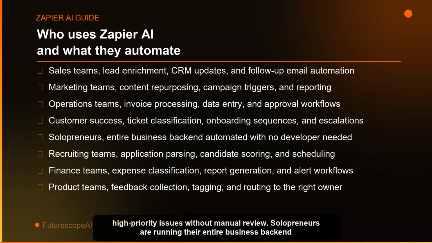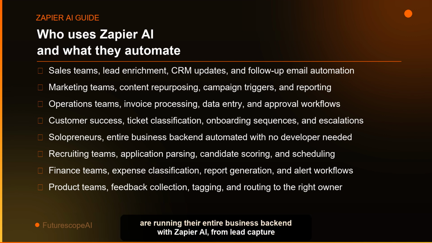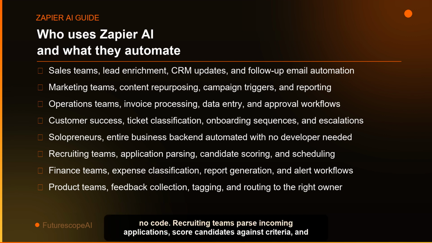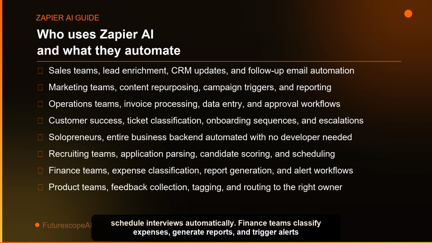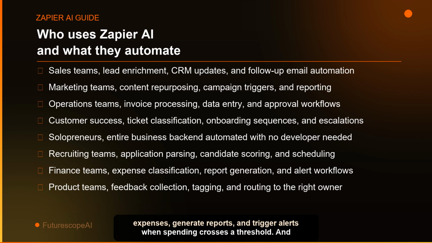Solopreneurs are running their entire business backend with Zapier AI, from lead capture to invoicing, with no developer and no code. Recruiting teams parse incoming applications, score candidates against criteria, and schedule interviews automatically. Finance teams classify expenses, generate reports, and trigger alerts when spending crosses a threshold. And product teams collect user feedback, tag by theme, and route feature requests to the right product owner.